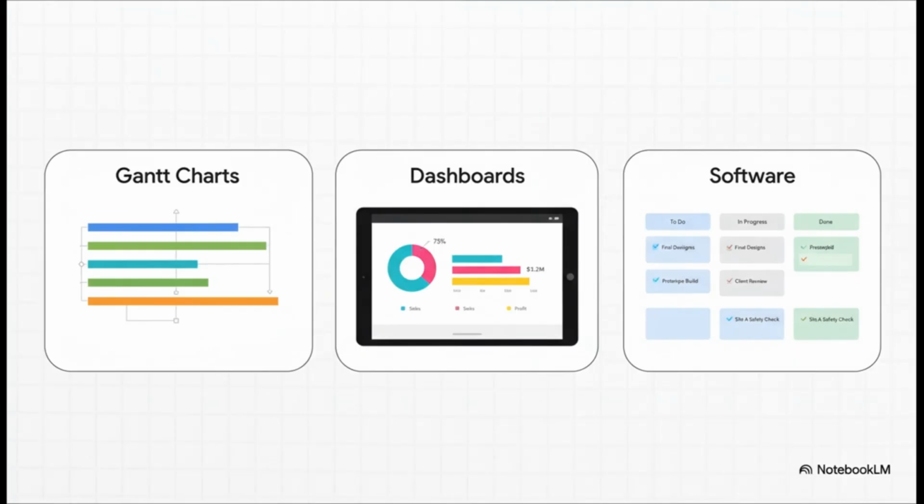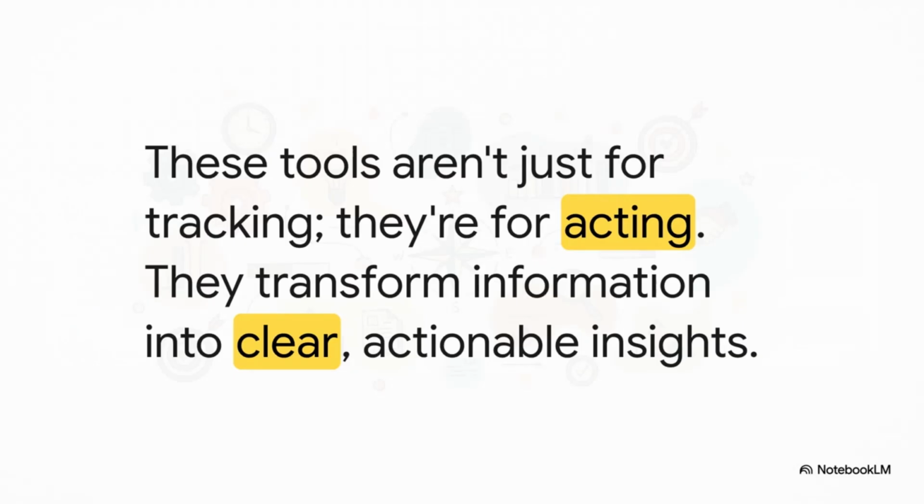These are pretty much your essentials. Gantt charts give you that amazing bird's eye view of your entire project timeline. Dashboards, which you'll find in software like Procore, give you real-time KPIs: cost, schedule, safety, all at a glance. And then you've got project management software like Asana that helps you manage every single little detail, from material deliveries to inspections. So the key takeaway here is that these tools aren't just for tracking things, they're for acting on things. They transform what could be an overwhelming flood of information into clear, actionable insights so you can make the right call at exactly the right time.